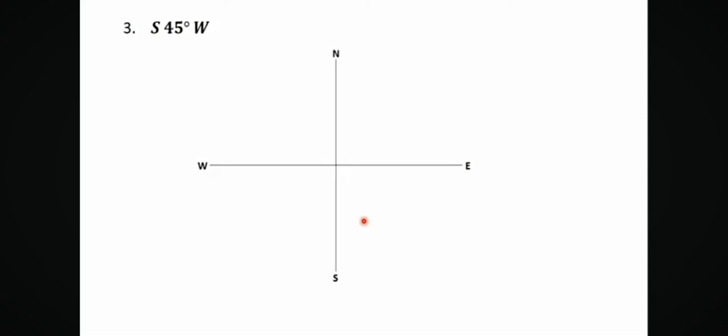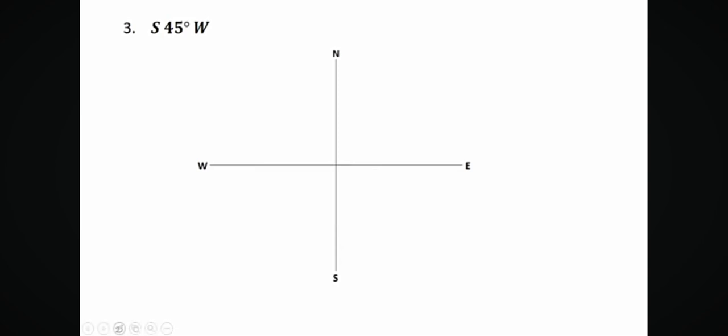The next one is south 45 degrees west. So this means that we are starting from the south and we are moving towards the west. So in this bearing too, it means that our angle will be moving in this direction. So we move from the south towards the west. Okay, so let's move on. And we are supposed to turn 45 degrees.